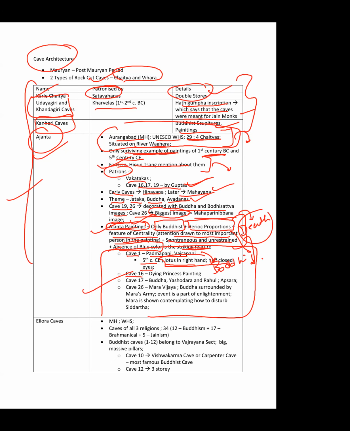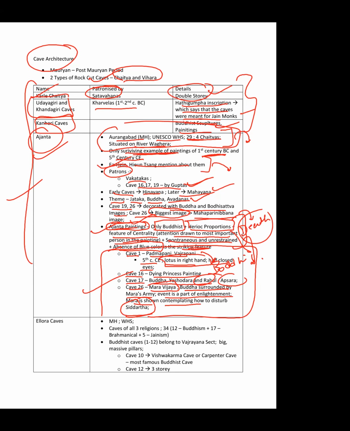Cave 16, dying princess painting. Cave 17, Buddha, Yashodhara and Rahul, and Apsara. Cave 26, Mara Vijaya, Buddha surrounded by Mara's army. It is a part of the enlightenment process. Mara is shown contemplating how to disturb Siddhartha, because only after getting enlightenment did Siddhartha become Buddha, right? So if you mention the name as Siddhartha, this shows the level of maturity you have about Buddhism, right?